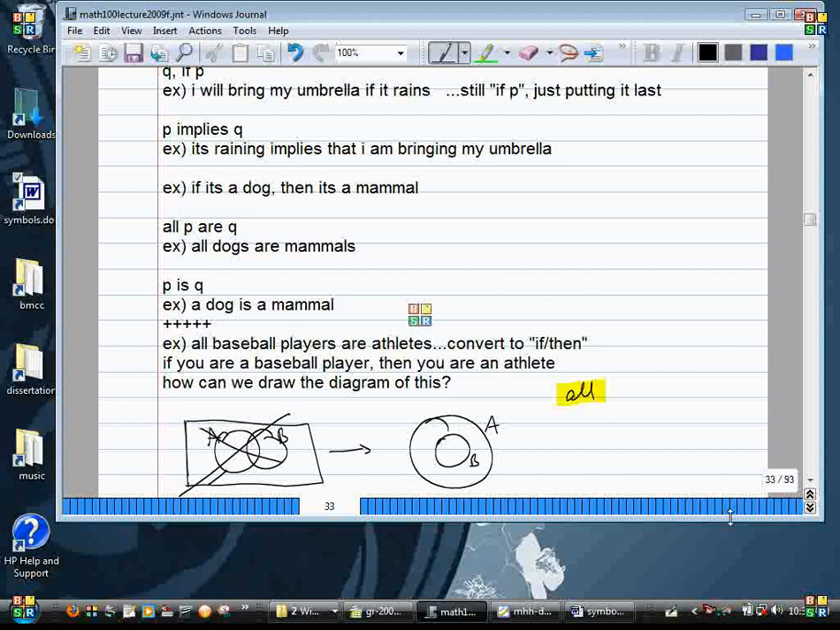Now, equivalently, you could just draw it the first way and then put a 0 over here, showing that baseball players who aren't athletes, there aren't any of them. But we're showing how to represent this in the most simple diagrammatic way.